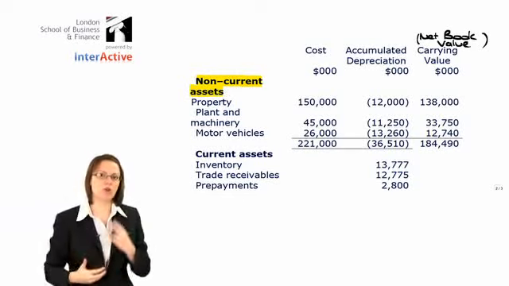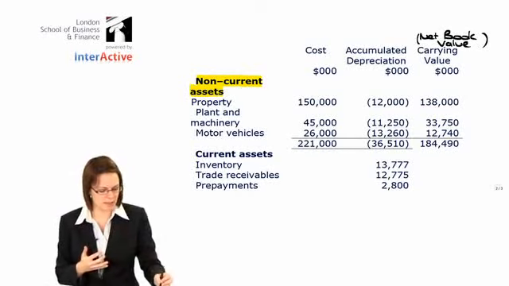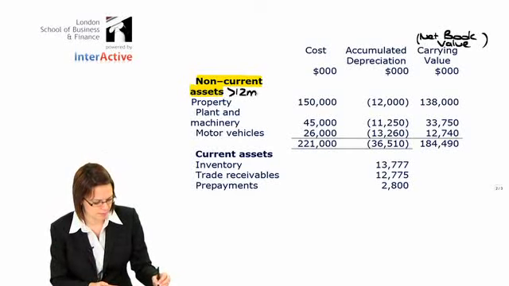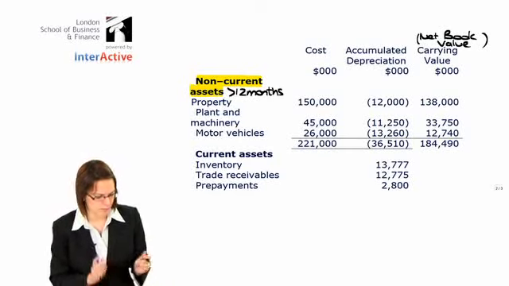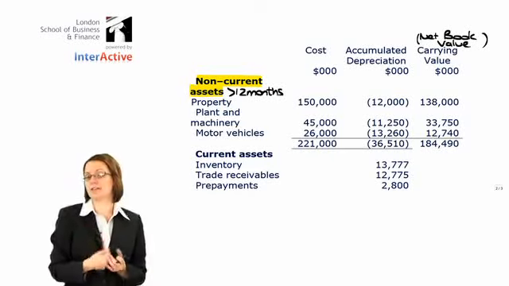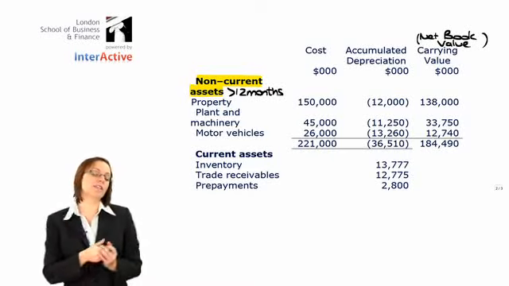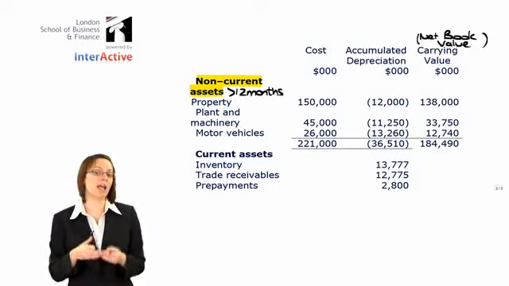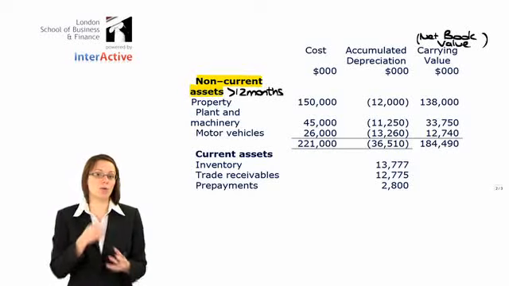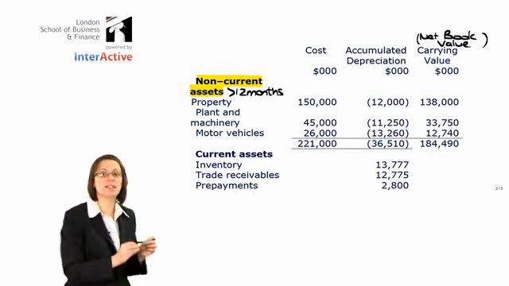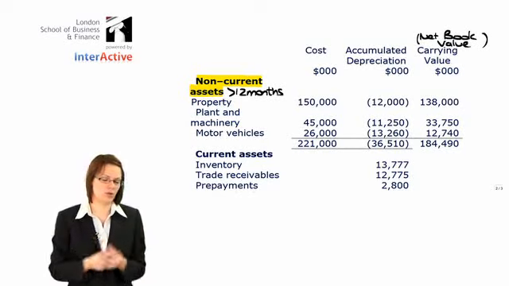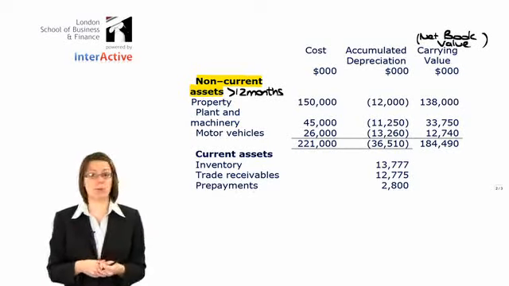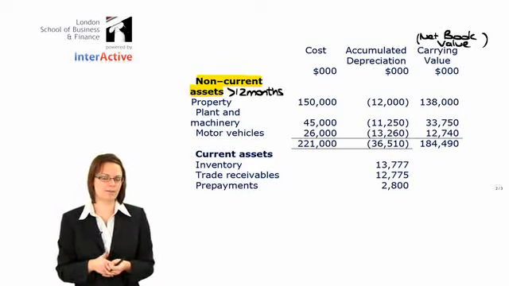So, it's a resource or an item that we're going to keep in the business for a period greater than 12 months. Okay, that's what we mean by a non-current asset. And like I say, the headings of those three columns, cost, accumulated depreciation, and carrying value, really only apply to this first heading, non-current assets. So, let's have a look at some examples of non-current assets.